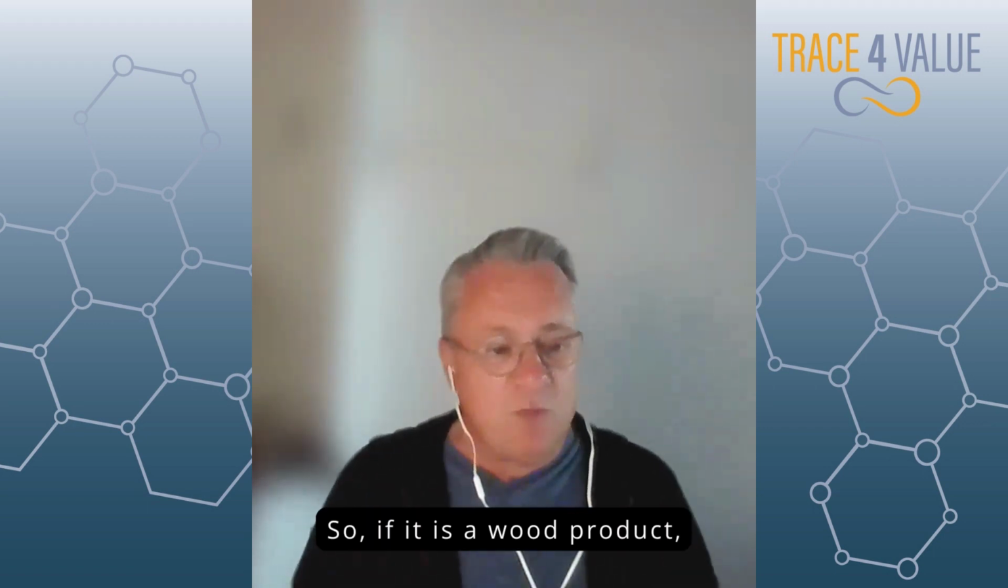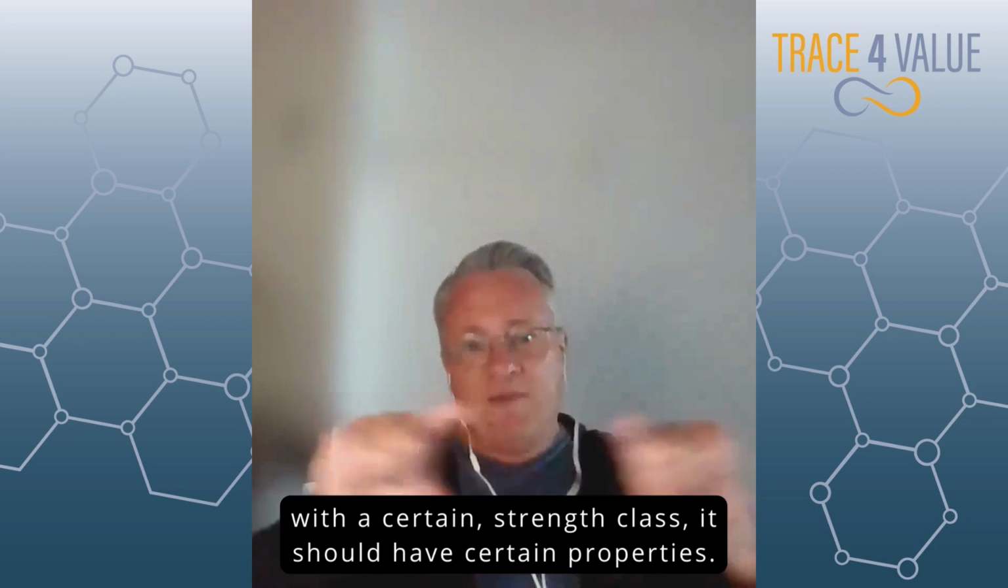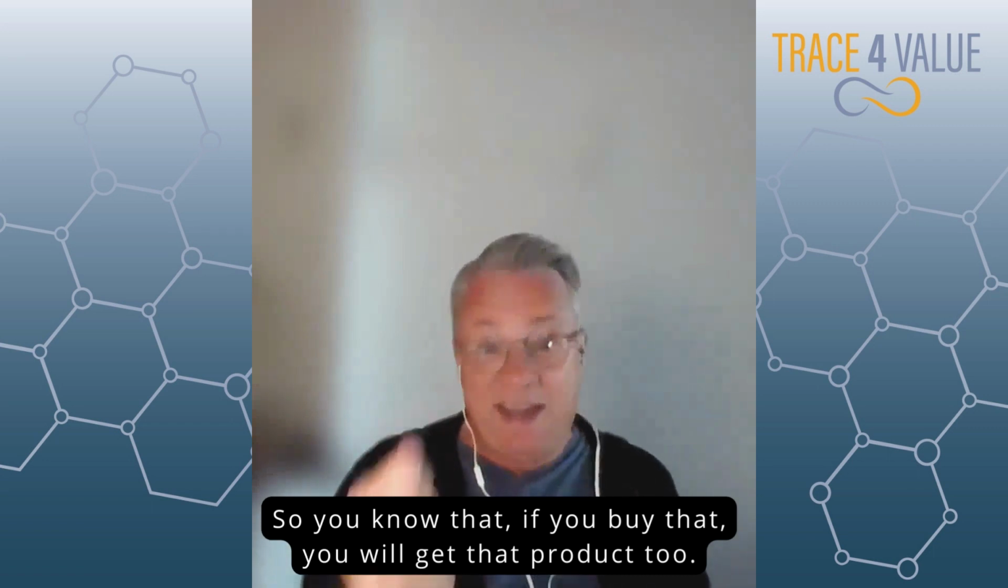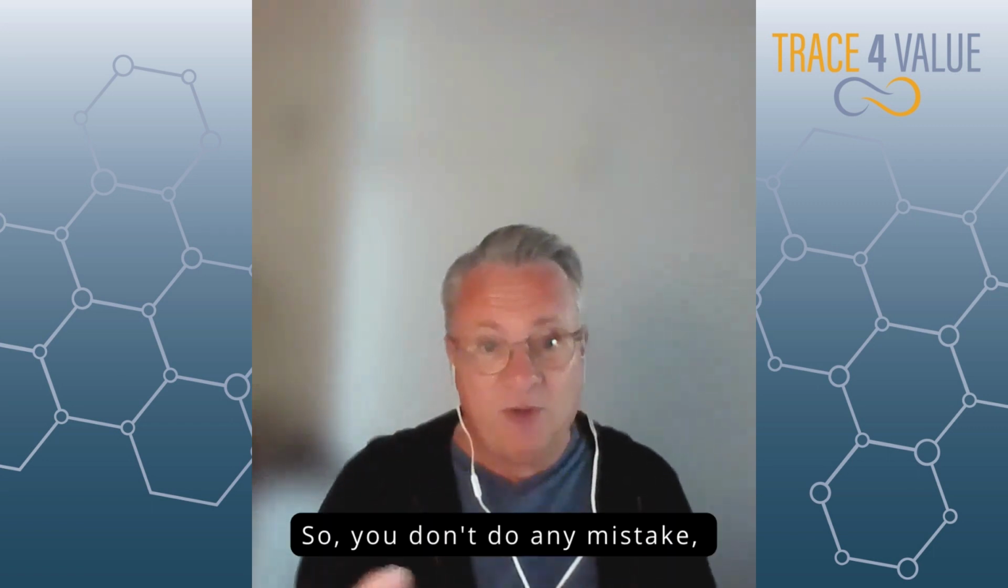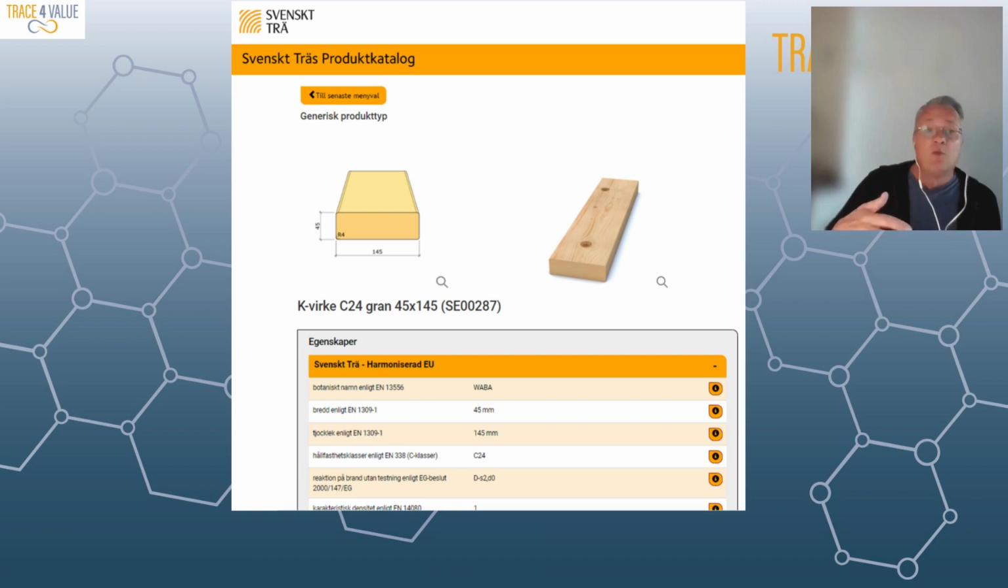So if it is a wood product with a certain strength class, it should have certain properties. So you know that if you buy that, you will get that product too. So you don't make any mistakes when it comes to the construction or the climate impact. That was an example of what we're working with now for wood products, for instance.